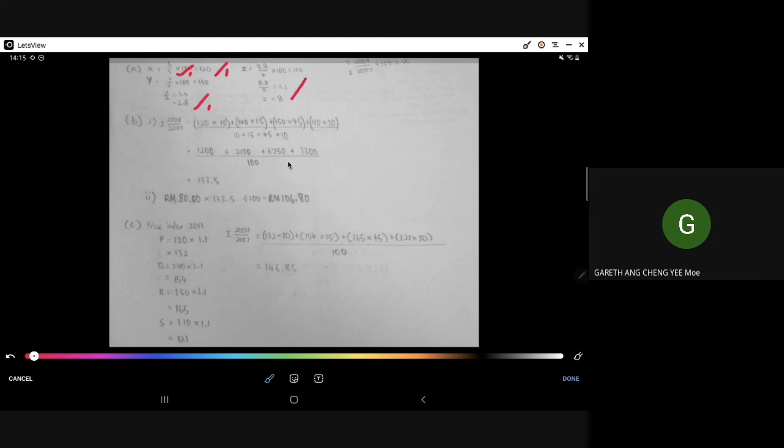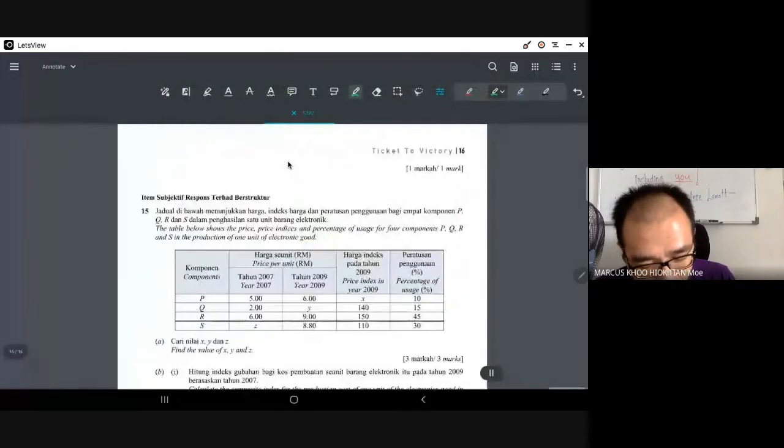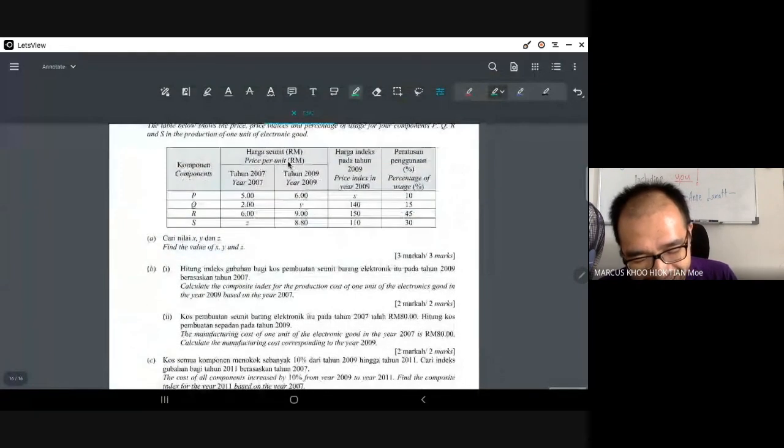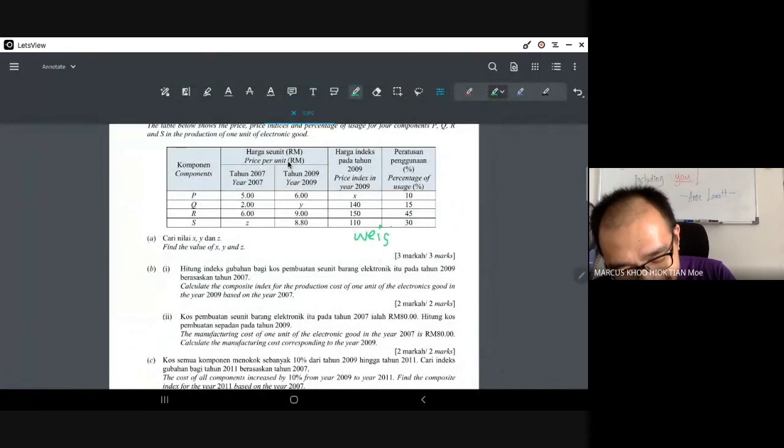And for question B1, you need to calculate the composite index of the production cost of the year 2009. So we take the price index and times it with the weightage, and then divide it with the weightage again. Then you will get. Hold on. It's not the wavelength lah. It's the weightage. Weightage. Okay. Wavelength is physics.